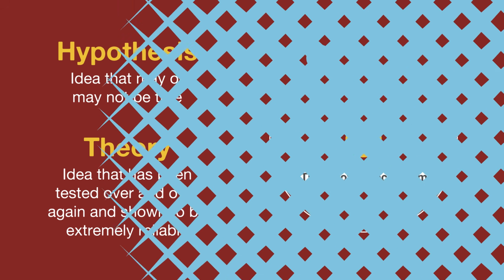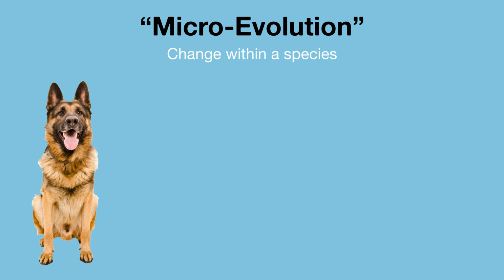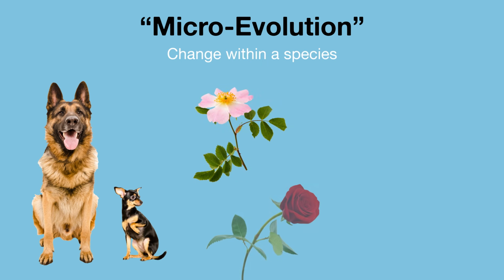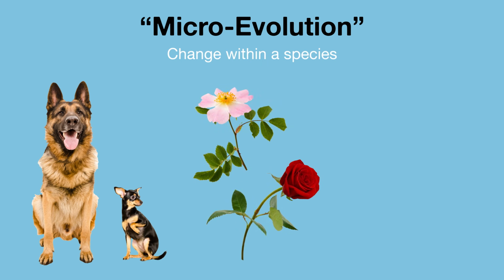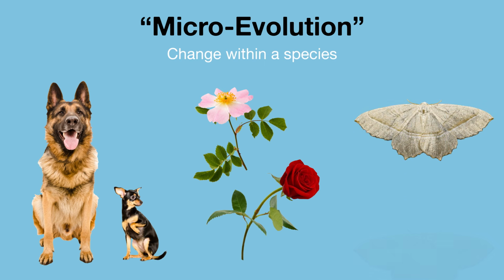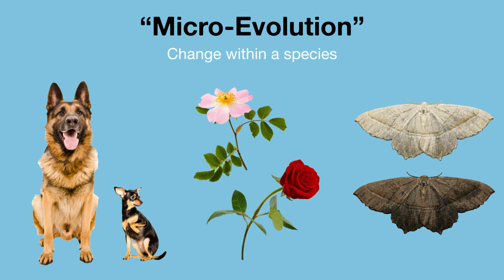The other thing I want to clarify is what I mean by evolution. Most creationists accept what they call microevolution, which is an acknowledgement that species can and do change over time. For example, through human intervention, large dogs can be bred to become smaller dogs, and wild roses can be cultivated into complex hybrids. And even without human intervention, we know that white moths can eventually evolve to become black moths in order to better hide in their environment. But this is not what I'm talking about.